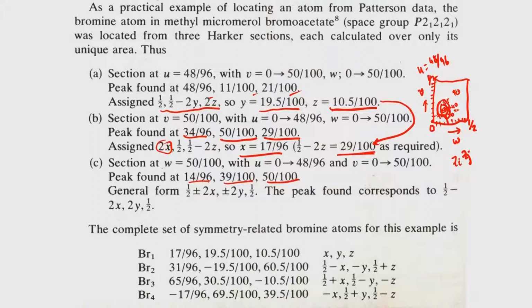So, the complete set of symmetry, then you get, you see, remember this is a 2 1 2 1 2 1 system, and therefore, there will be not just one bromine atom, you will have 4 bromine atoms, and therefore, you have to find the positions of 4 bromine atoms, and those 4 bromine atoms should be related by the equivalent point relationships. So, when you get this solution as 17/96, 19.5 and 10.5, 10.5 came from here and 19.5 came from there, and 17/96 came from where? 17/96 came from here, the value of x. So, then we had the second position of the bromine.